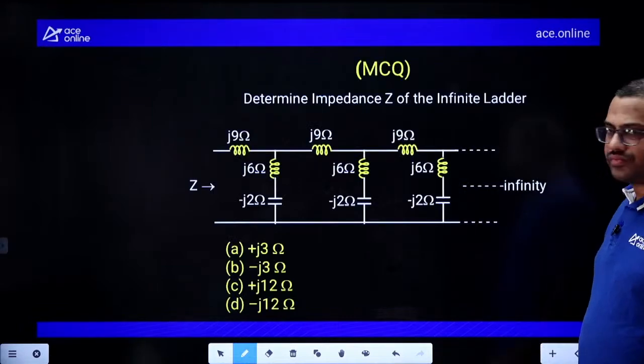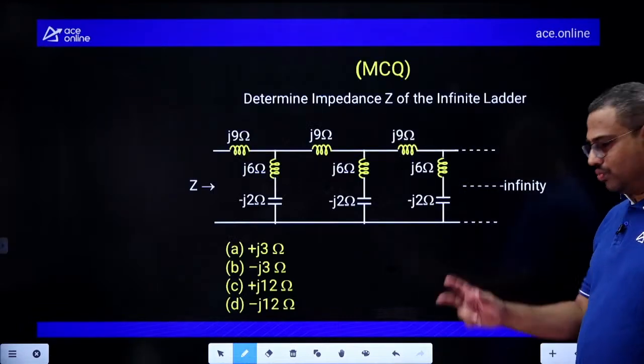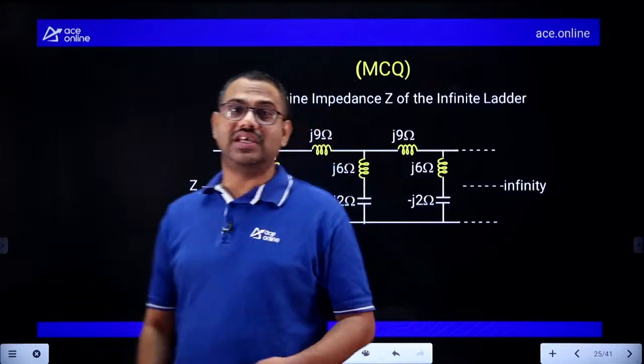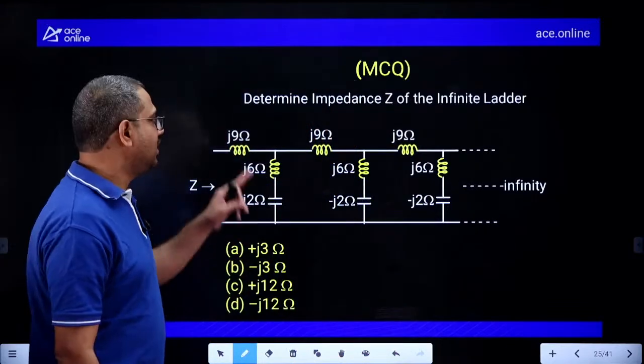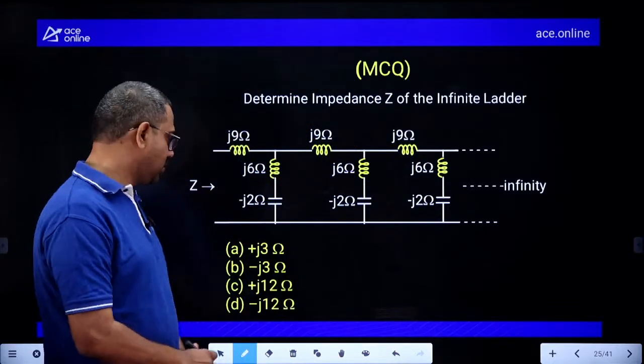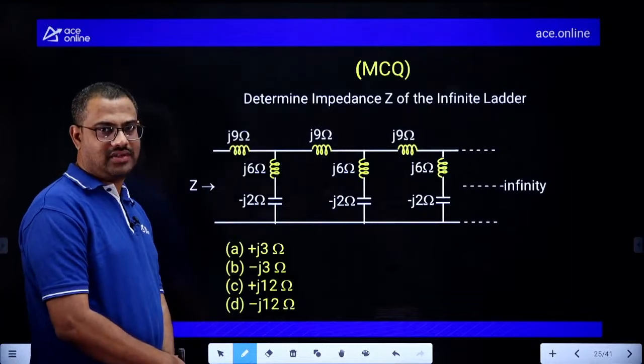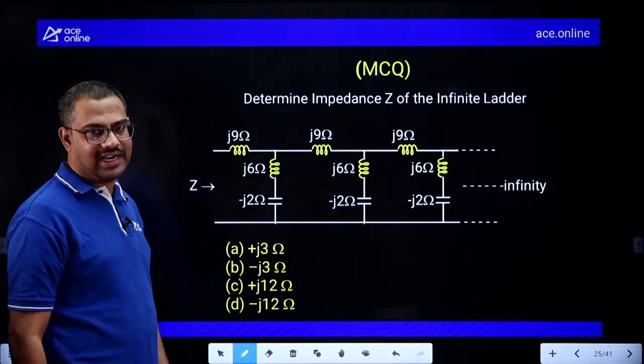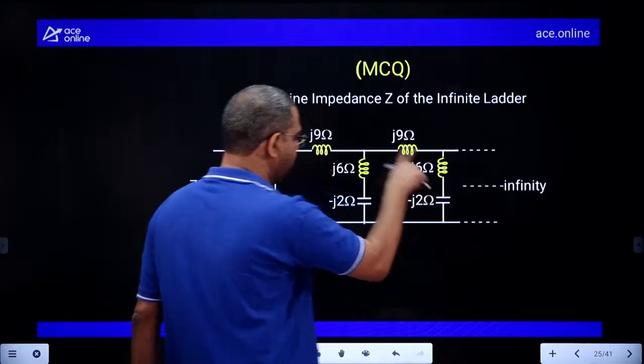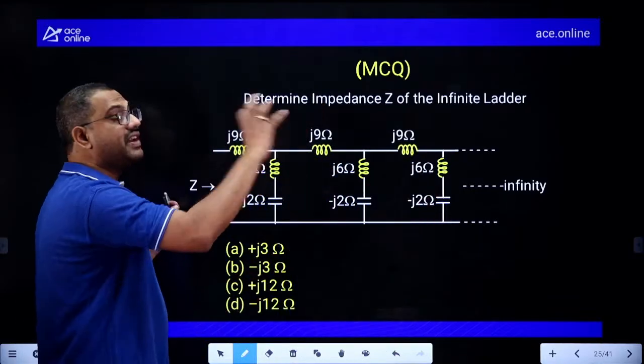Now see, I am taking one GATE question, 2 marks, which is MCQ. This question is MCQ, that means multiple choice question. Out of this, only 1 is correct. Now see this. He gave an infinite ladder. Sir, it is an impedance. Yes, everybody, you observe now, it is an infinite ladder.